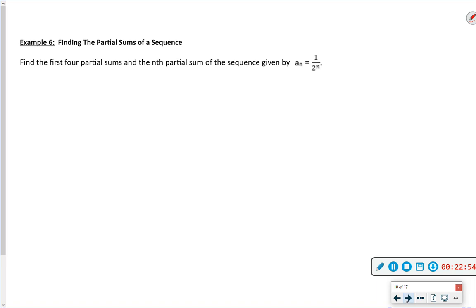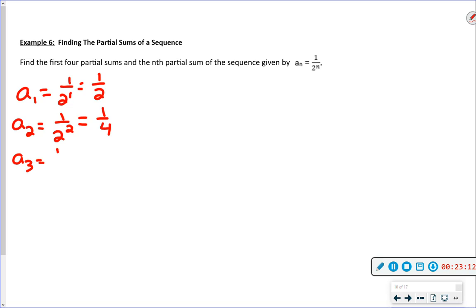So first thing I would do, let's get some of the terms written out just like we did earlier, and then I'm going to worry about the adding. So let's do A1. 1 over 2 to the first, or a half. Let's list A2. 2 squared, so 1/4. You get the gist. A3. 2 cubed, 8. 2 to the 4th would be 16, of course. So just writing out the terms, nothing fancy, we've done that.